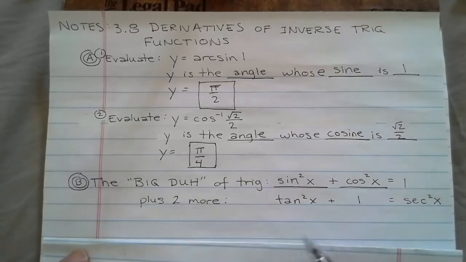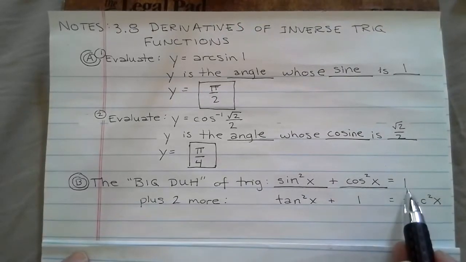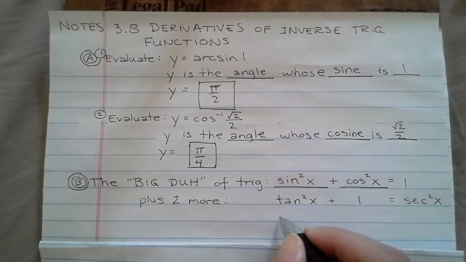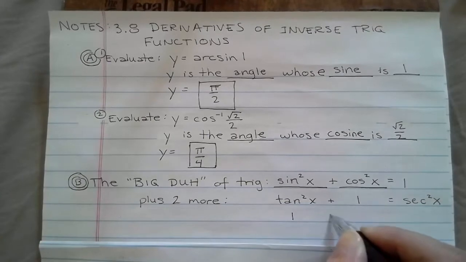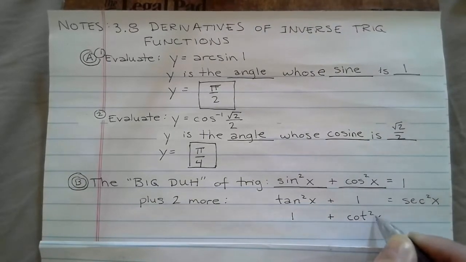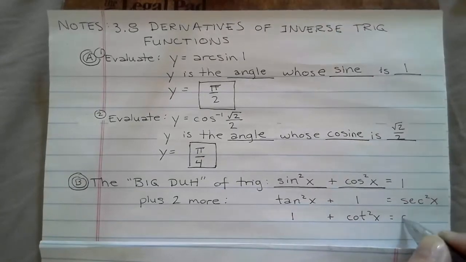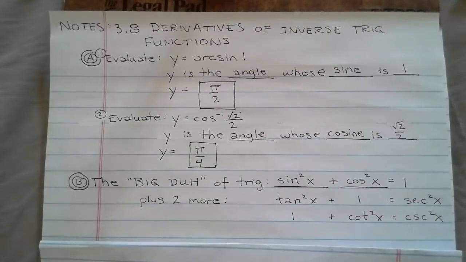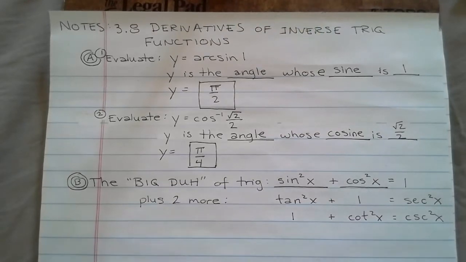And then the other one comes from dividing both sides of the original big duh of trig up there by sine squared. So sine squared divided by sine squared is 1. Cosine squared divided by sine squared is cotangent squared. And 1 over sine squared is cosecant squared. And those are our three Pythagorean identities. Really, the first two are the only ones we're going to use in this lesson.